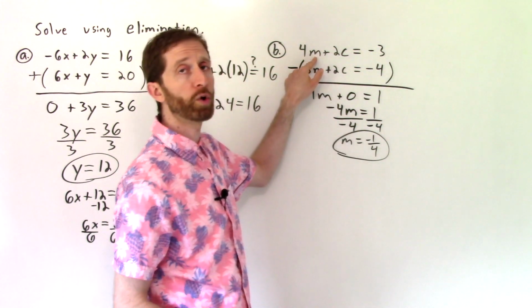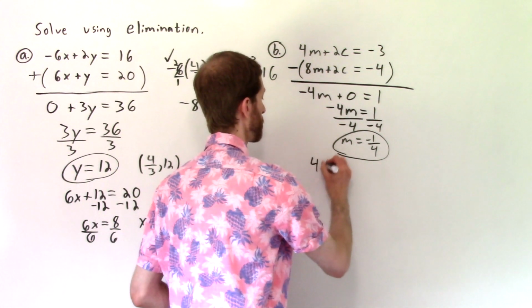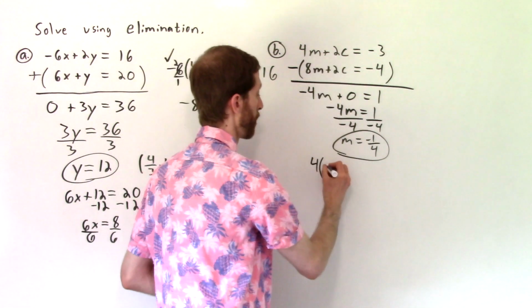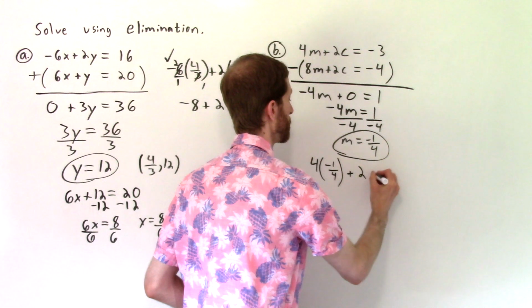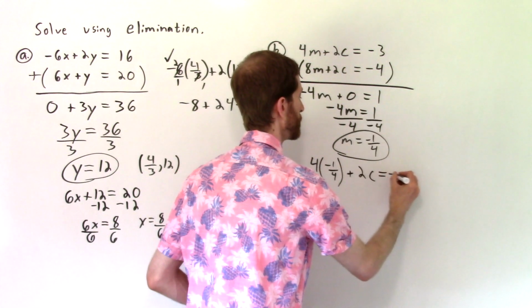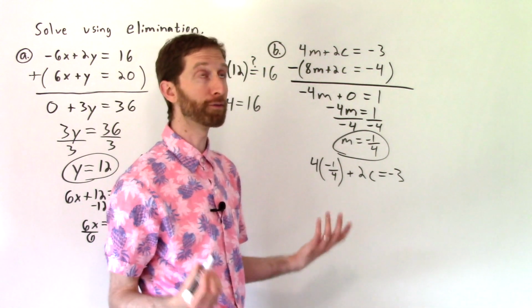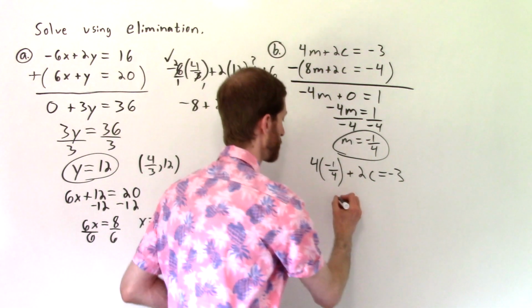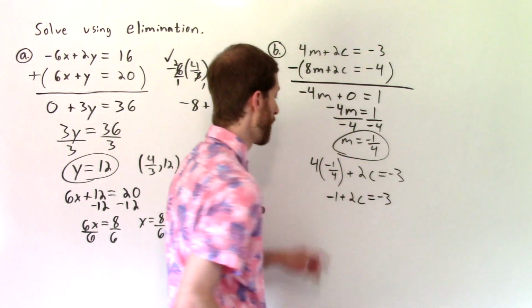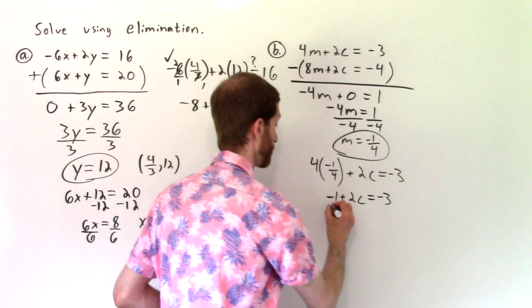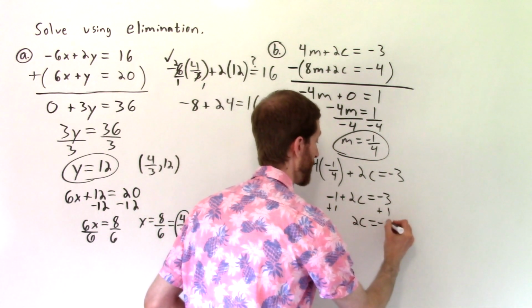I'm going to use the upper equation because you're multiplying by a smaller number. So I've got 4m, which is now negative 1/4. Sweet. And that's going to be plus 2c, right here, is equal to negative 3. And I'll solve away. What's 4 times 1/4? Well, a fourth of 4 is 1 with a negative, so it's going to be negative 1 plus 2c is equal to negative 3. I'll add 1 to both sides. Don't be scared by the fractions. That leaves you with 2c equals negative 2.